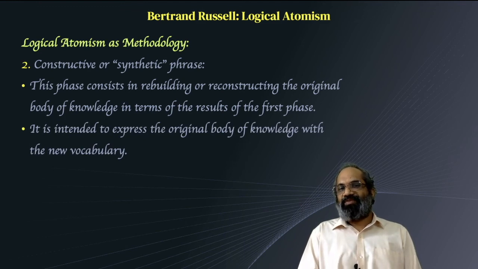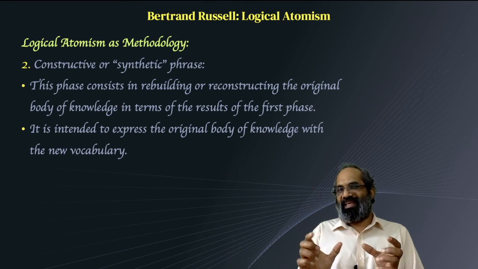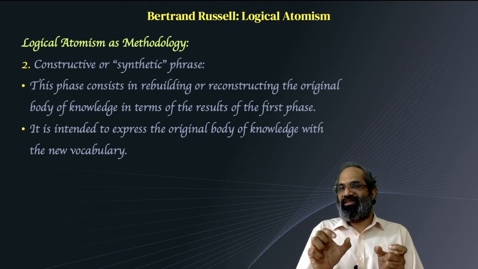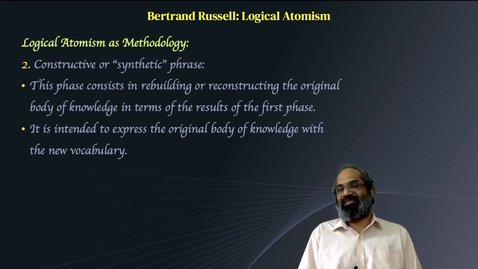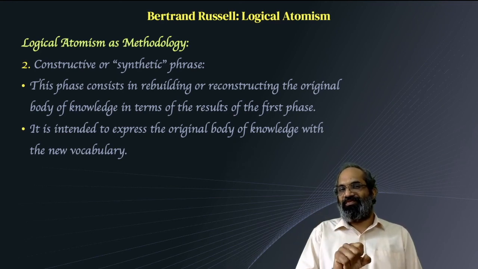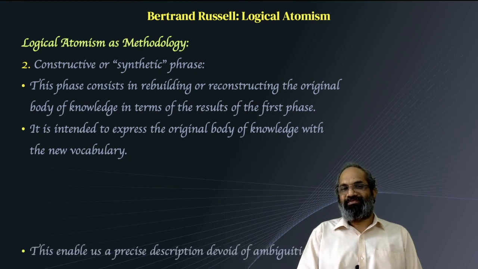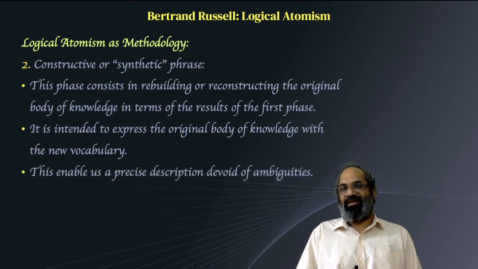It is intended to express the original body of knowledge with new vocabulary. The original knowledge is expressed with new vocabulary so that you will not get caught in philosophical puzzles. Again, think of the notion 'the'. The problems were avoided or overcome by the use of the real meaning of 'the'. This enables a precise description devoid of ambiguities. Then there is no possibility of ambiguities in the use of language.